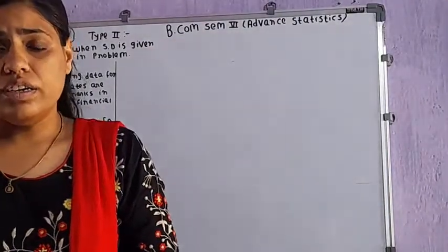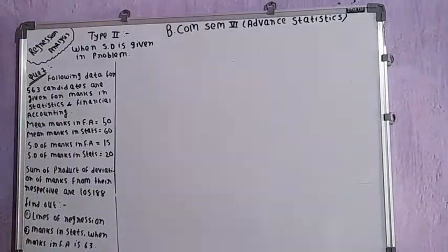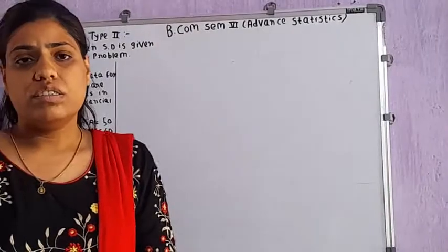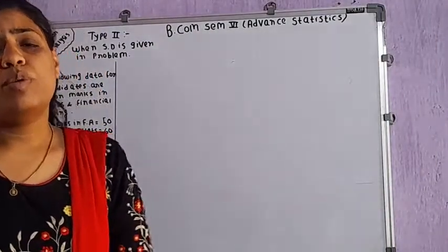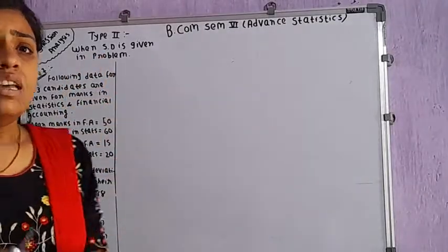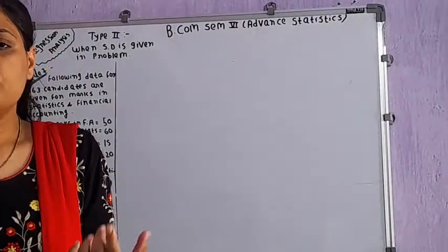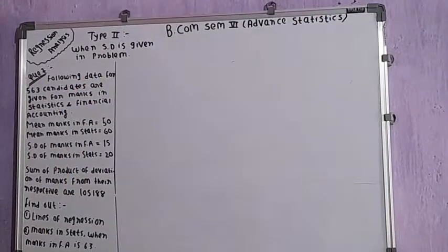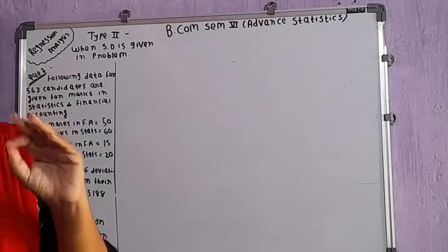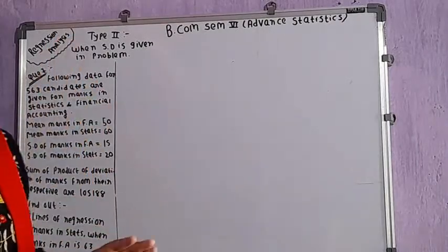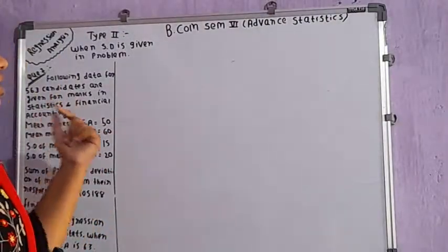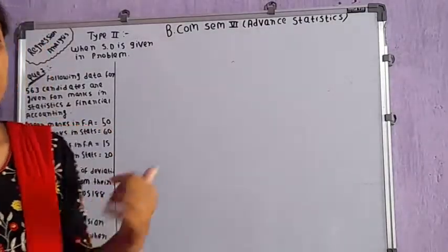Today in this lecture we are going to deal with the type 2 problem of regression analysis. In previous lectures as well we have dealt with many type 2 problems of regression analysis. In each and every problem we have seen some new concept. In this problem as well we have a new concept, but the theme is only how to calculate the regression equation when the standard deviation is given in the problem. So let's start with the problem.